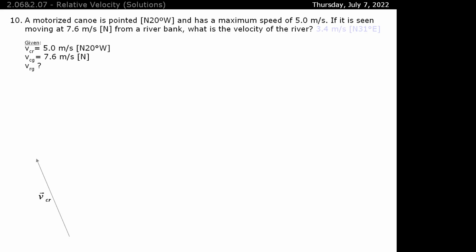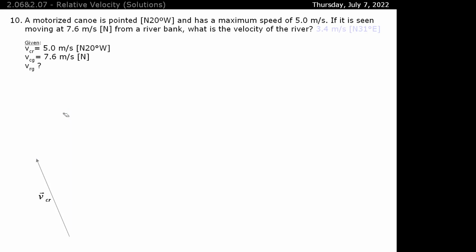Okay, question number 10. A motorized canoe is pointing north 20 degrees west, so that's its speed relative to the medium, but it's noticed that it's been traveling this way. Okay, so it's trying to go this way, but it ends up going that way, and the question is, how is the river influencing it? And you know the river logically must have been pushing it this way to make it get there. Okay, and that's the river to the ground.